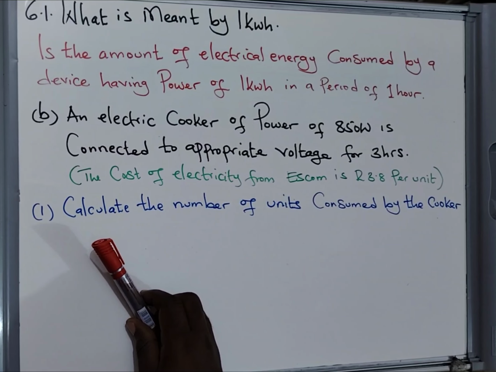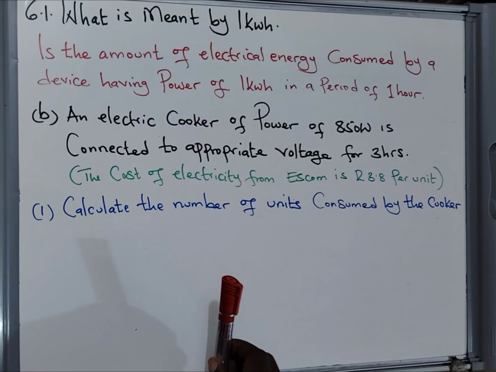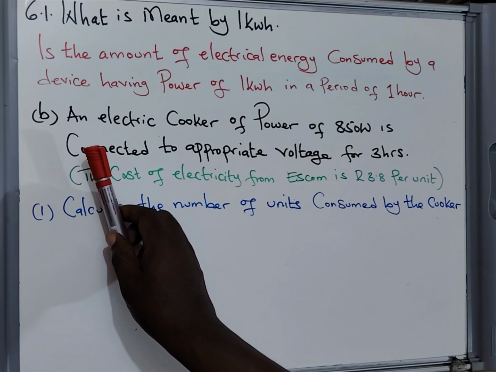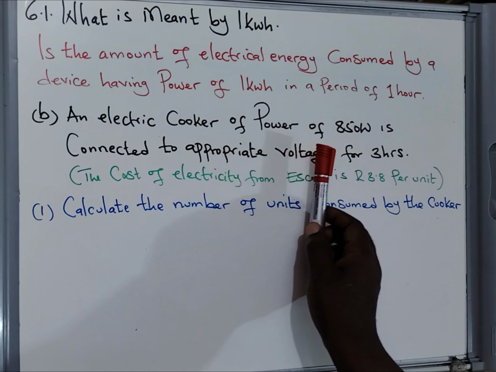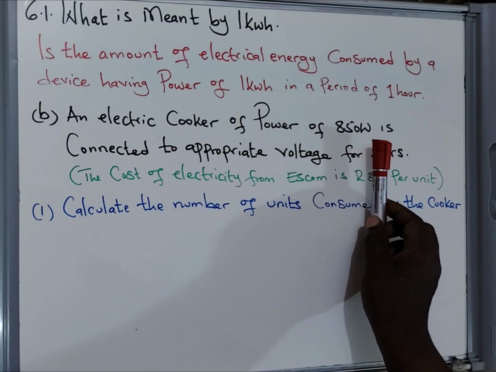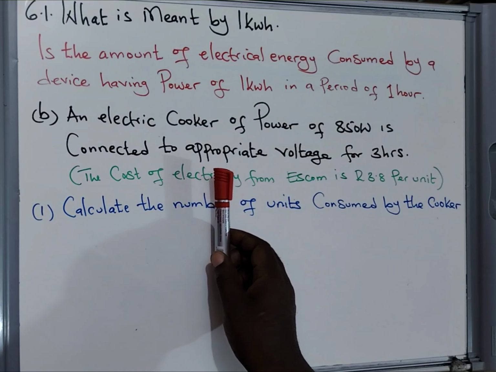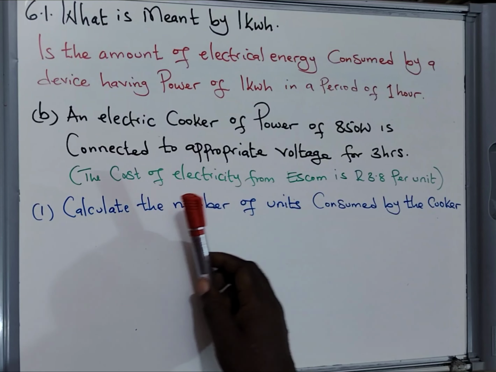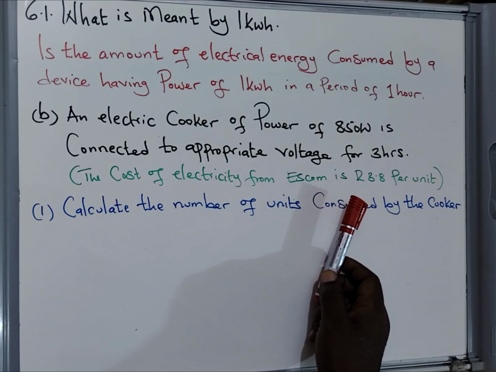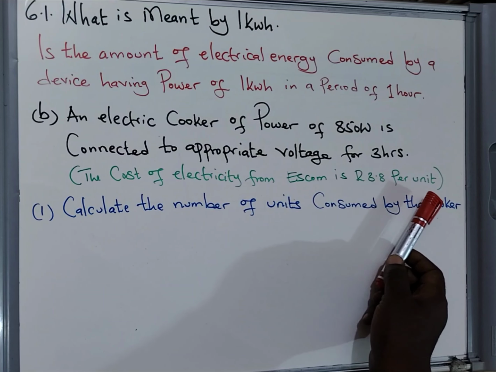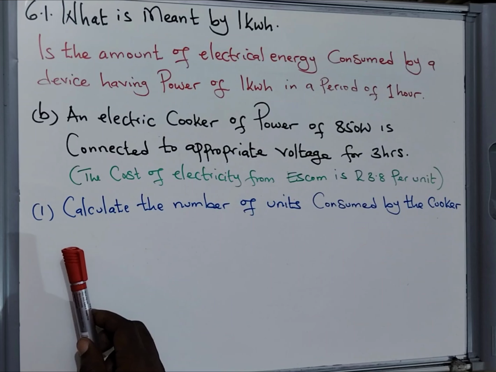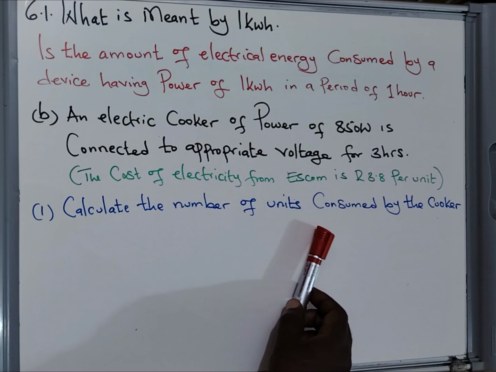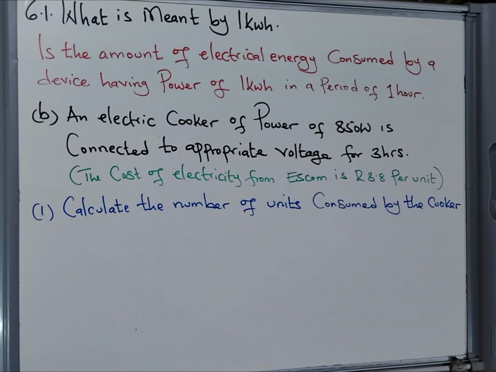Then comes another question. It says, an electric cooker of power 850 watts is connected to appropriate voltage for 3 hours. The cost of electricity from Eskom is 3.8 Rand per unit. So the question says, calculate the number of units consumed by the cooker. Okay, how do we go about this one?